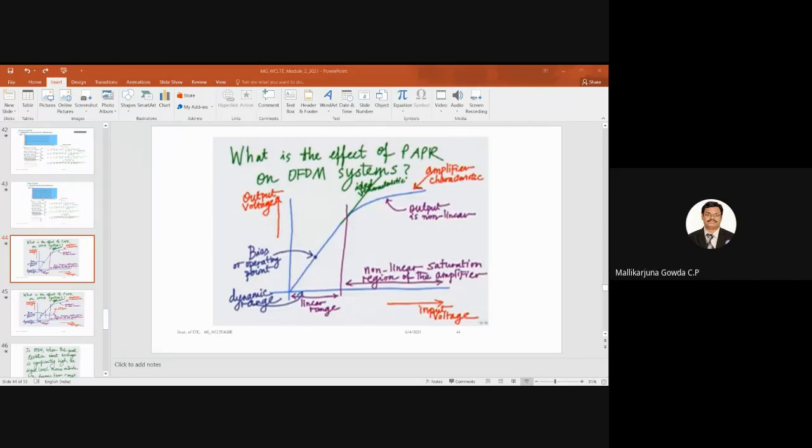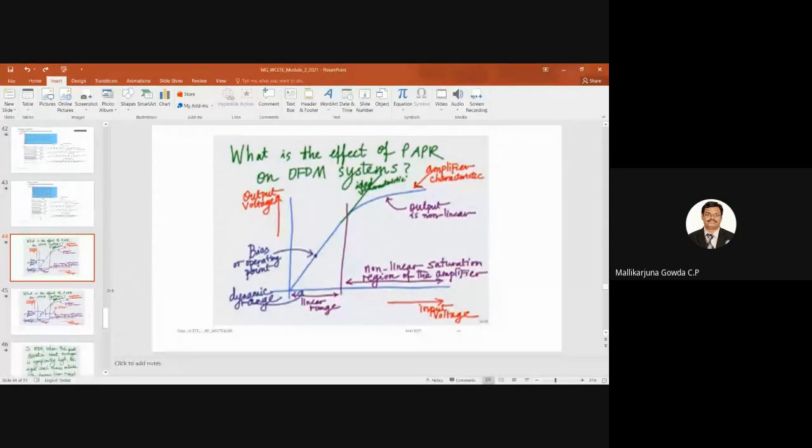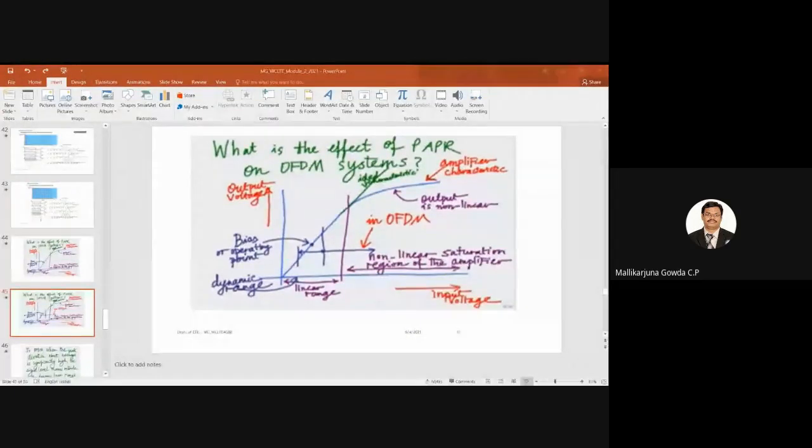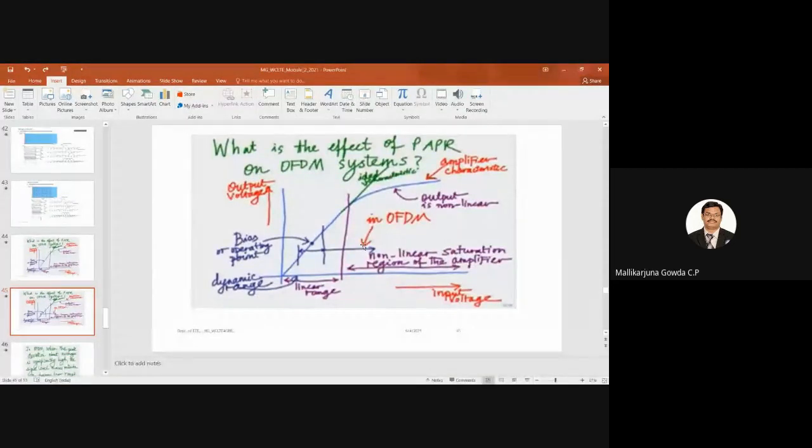But what happens in the case of OFDM, because of this high peak to average power ratio? It goes to the non-linear region. If its average value is within the linear region, then there will be no issue. But in the case of OFDM, it will extend into the non-linear region because of the high peak to average power ratio. So that leads to the demand for power amplifiers.